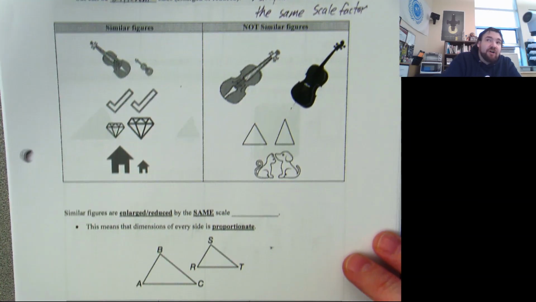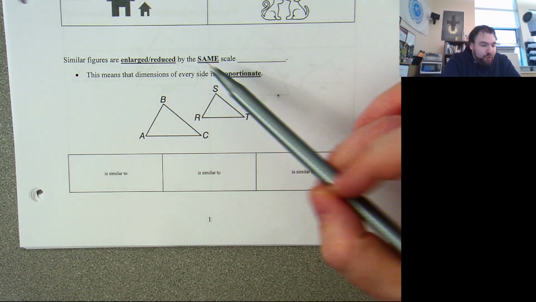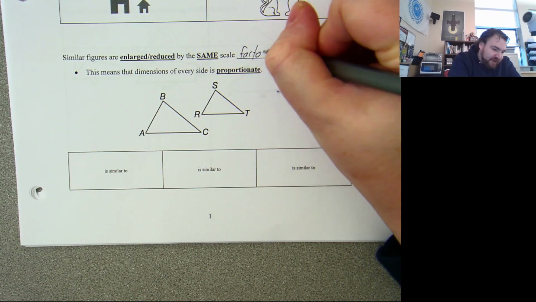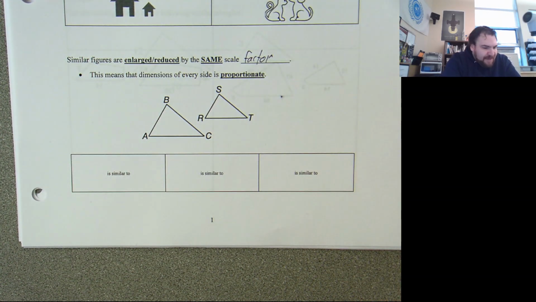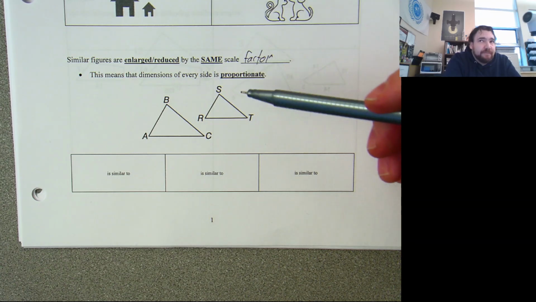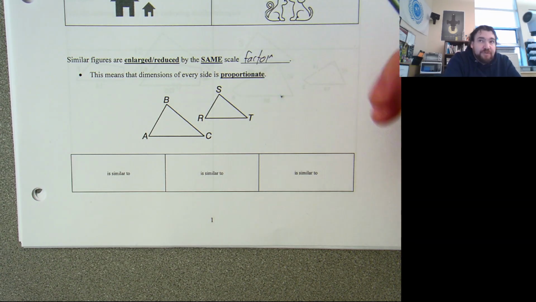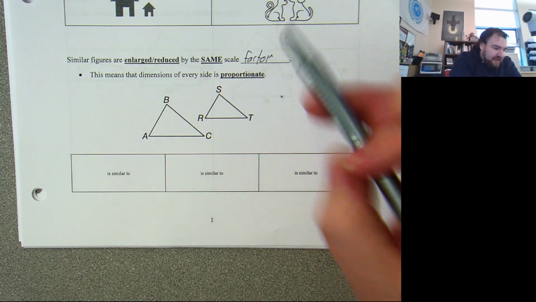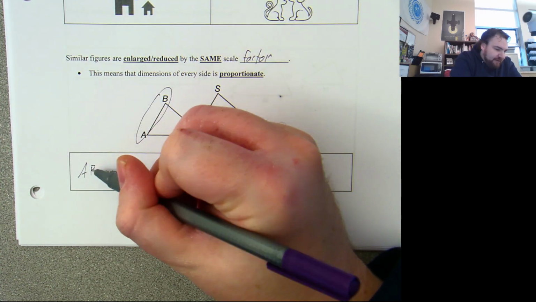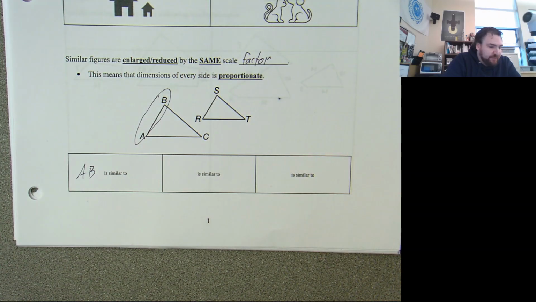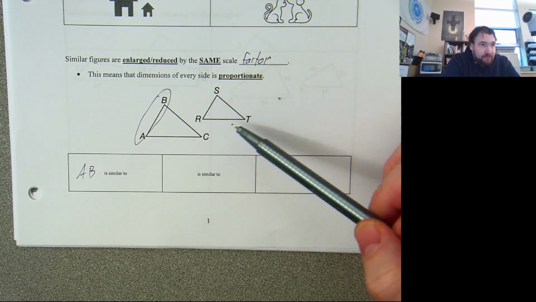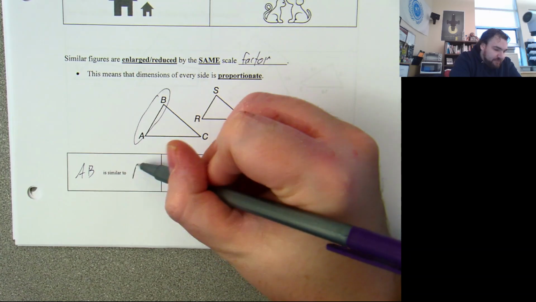So similar figures are enlarged or reduced by the same scale factor. I don't know why there's a blank here. That's not overly complex. This means that every dimension is proportionate. So if we start looking at some of these sides, this side here, we'll call it side AB, it's the side that joins those two corners together, is similar to what corresponding side on this shape? RS.